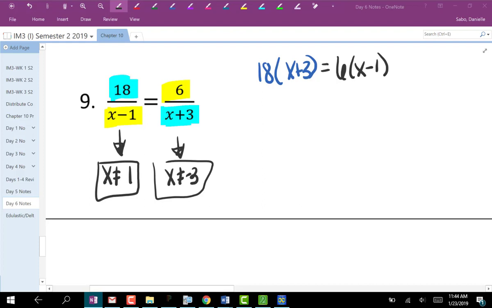I'm going to give you a minute or two to just see how far you can get with this based off the one we just did. We just did one like this. See if you can get a couple steps in or all the way through. Take your time.